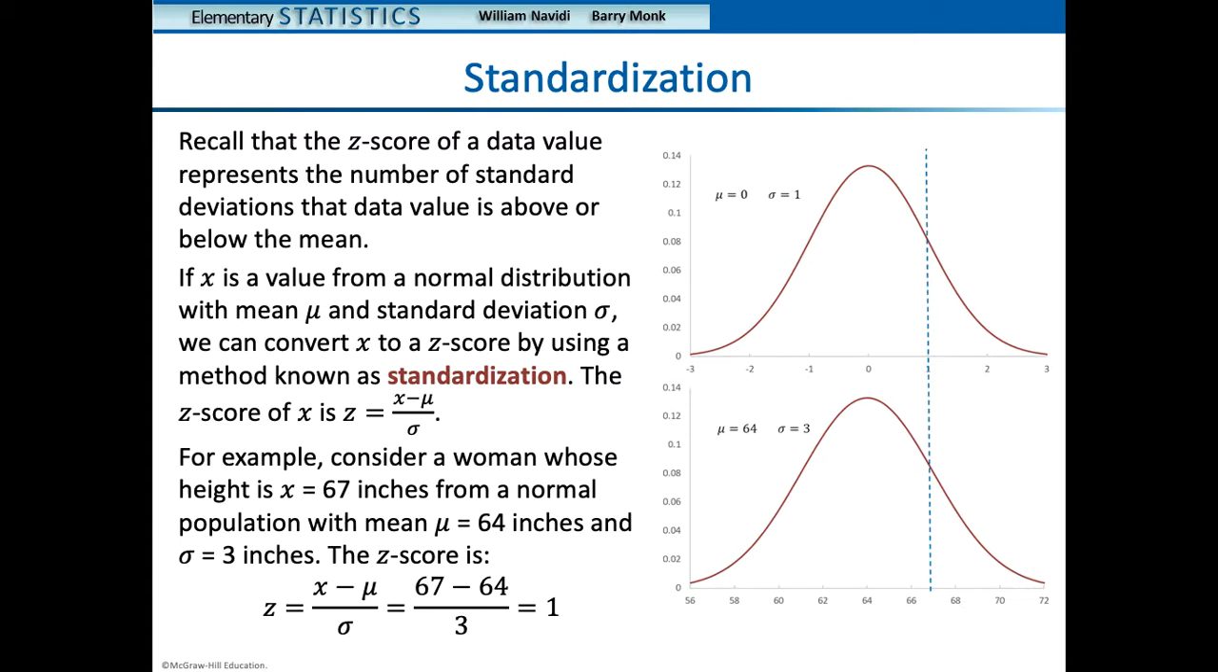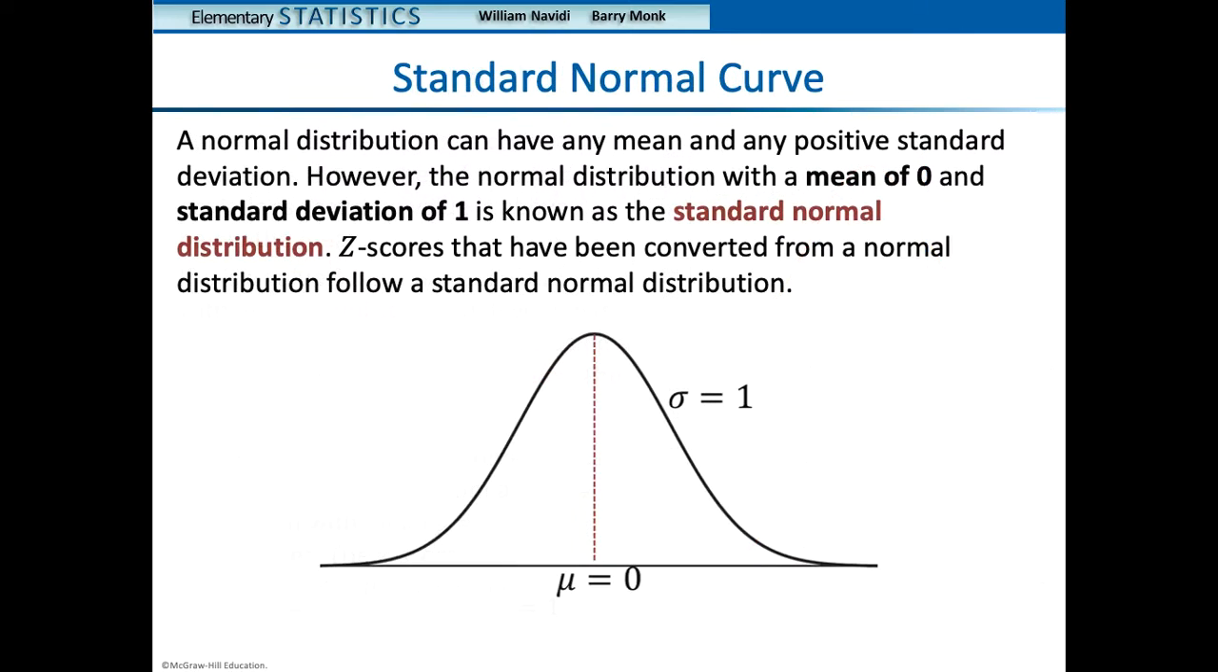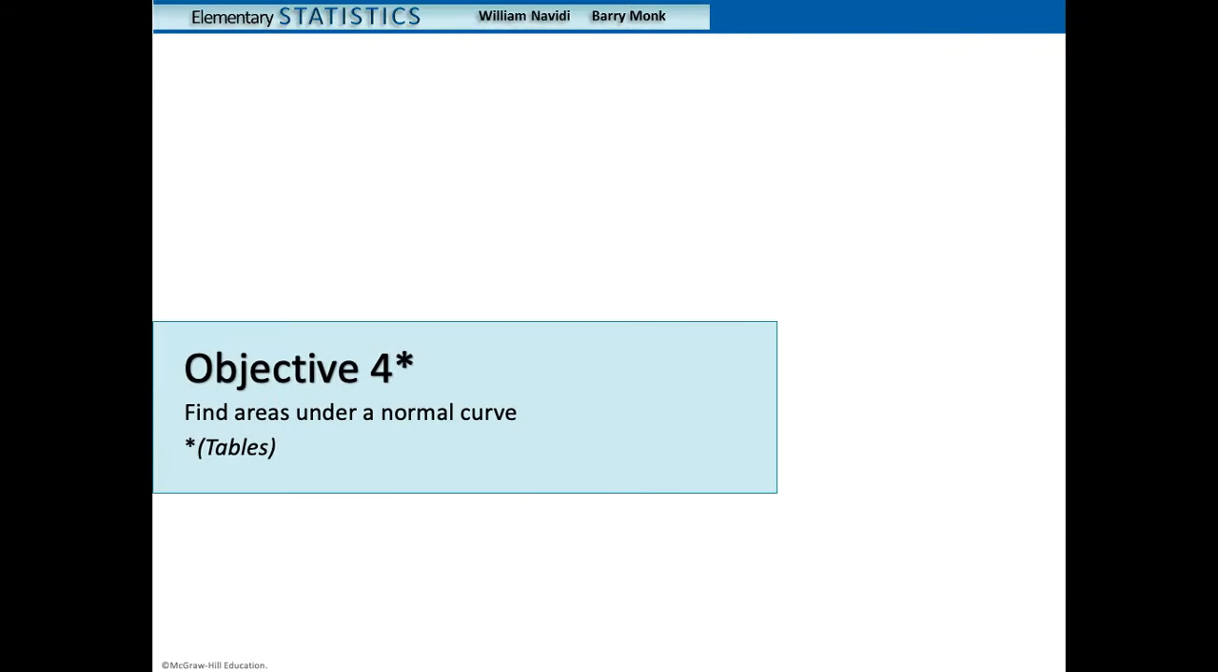One of the typical ways of doing that is using a table, which is located in the appendix of your book, but you can also find areas under a normal curve using your TI-84 calculator. So we'll look at both methods. And then we'll look at a typical application problem involving a normal curve. But before we get there, let's discuss how to use a table to find areas under a normal curve.